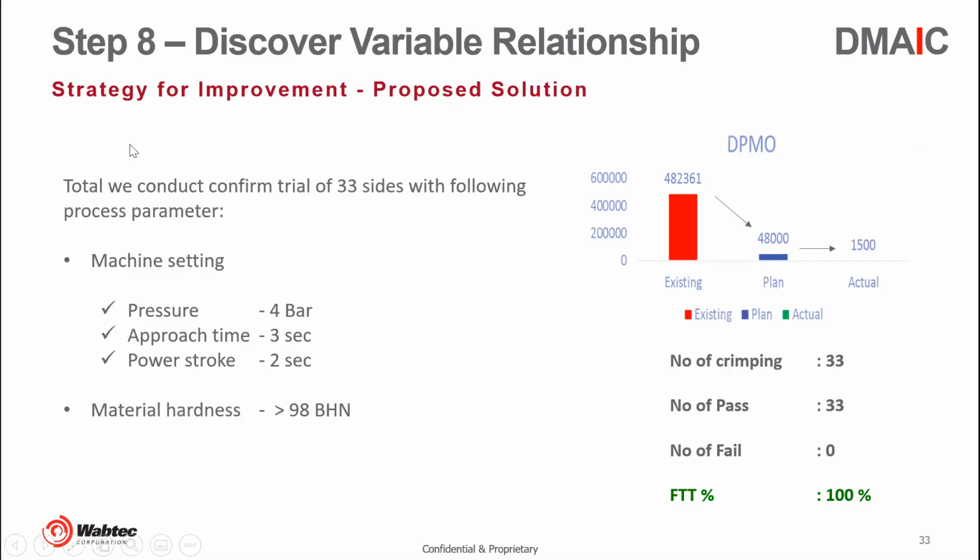So what we were able to see when we confirmed this trial of 33 slides, when we do the machine setting of pressure 4 bar, approach time 3 seconds, power stroke 2 seconds, material hardness more than 98 BHN, we did 33 crimpings, all 33 passed, there was no failure, and FTT reached 100%. So that's how we solved the problem, and we were able to do the improve phase.